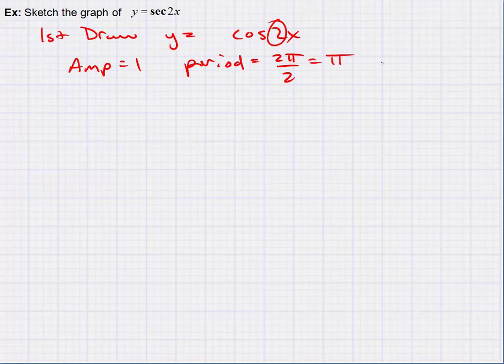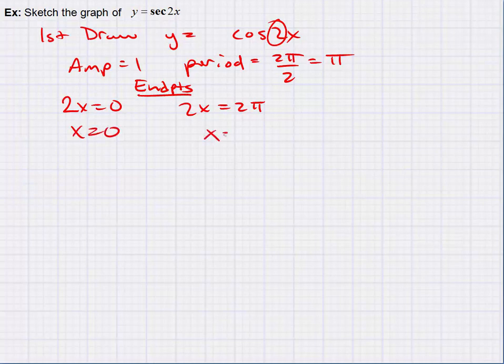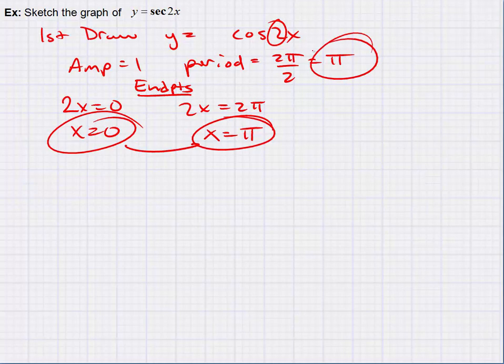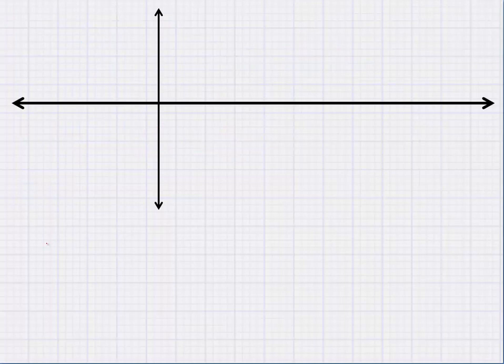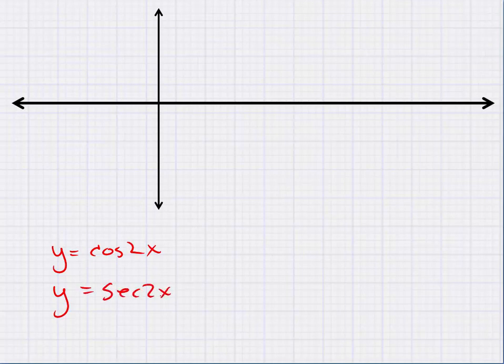If I want to find the endpoints for cosine, I'm going to say 2x equals 0 and 2x equals 2 pi. These will be my endpoints. So I get x equals 0 and x equals pi. If these are my endpoints, that distance should be the same as my period. That works out. Now I want to draw my graph. Remember, I want to draw y equals cosine 2x so I can draw y equals secant 2x. I'll do the same thing I did before. This one will be blue, this one will be red.